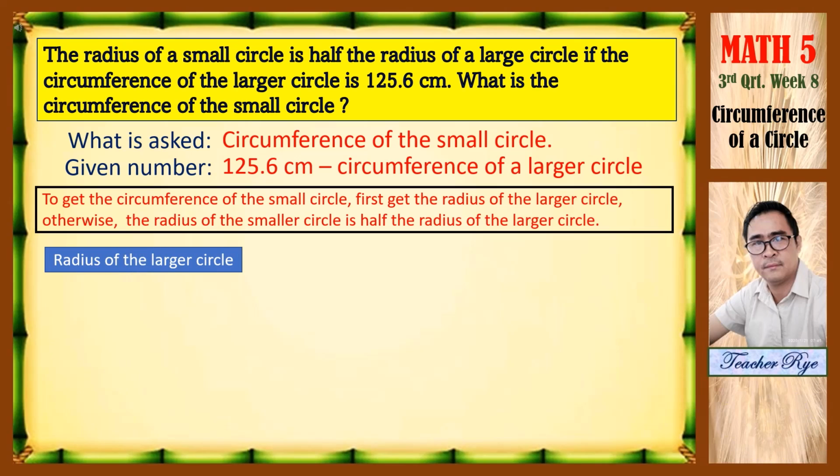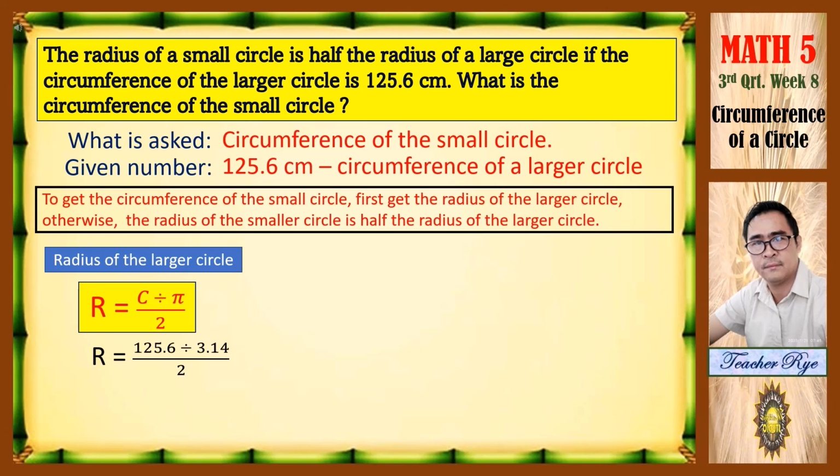Dahil ang given nito ay a circumference, para makuha yung radius, i-apply natin itong formula na to. Radius is equal to circumference divided by pi over 2. Okay? So, 125.6 divided by 3.14 divided by 2. So, pag dinivide natin, that is 40 over 2. So, 40 divided by 2 is equal to 20. So, yung 20, yun ngayon yung radius ng malaking circle.